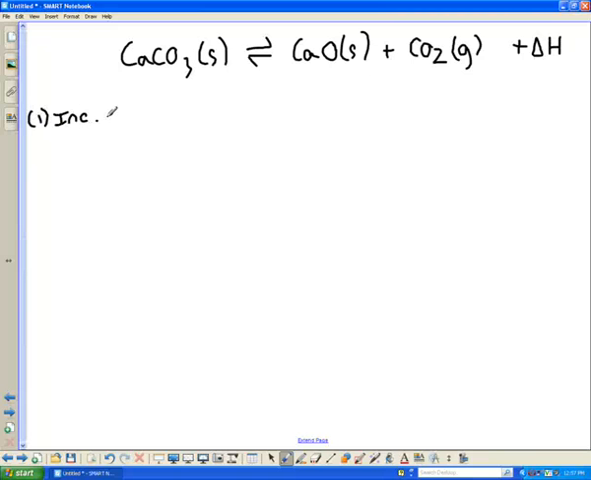What's going to happen to the position of my equilibrium if I increase the temperature of this reaction? Well, if I increase the temperature, I have to know if this is exothermic or endothermic. The positive delta H, of course, means it's endothermic, so therefore the heat is on the reactant side. If I increase my temperature, then in that case I'm going to shift away from the heat. I'm going to shift towards the products.